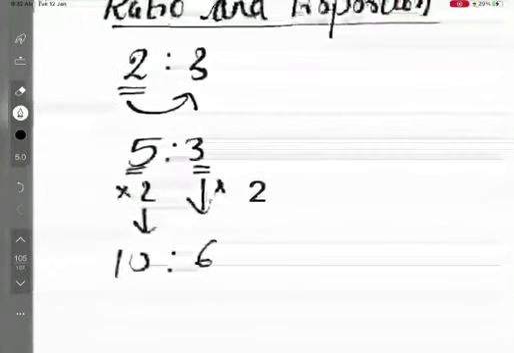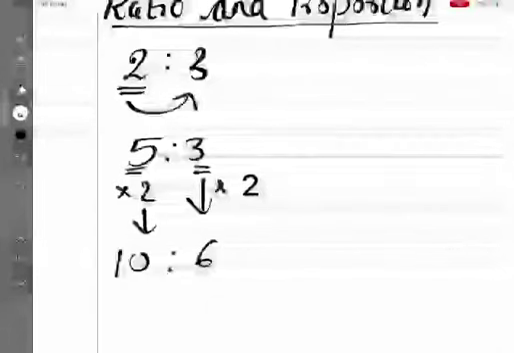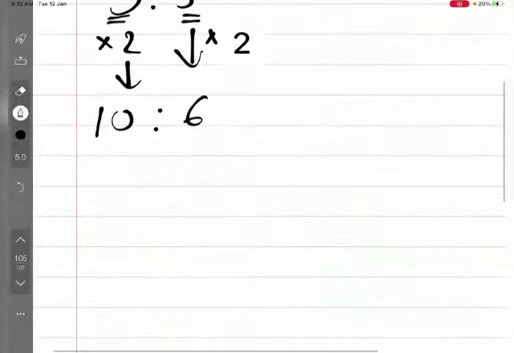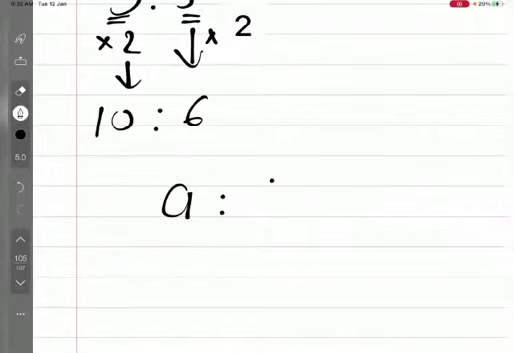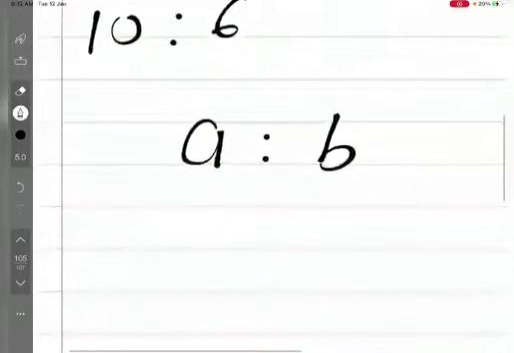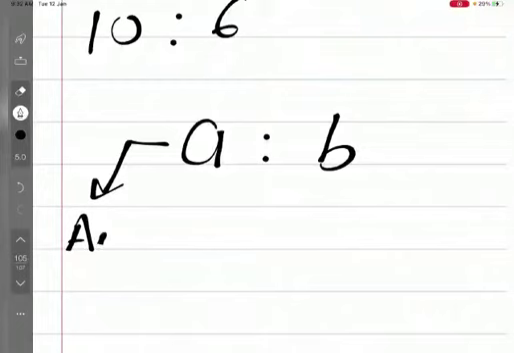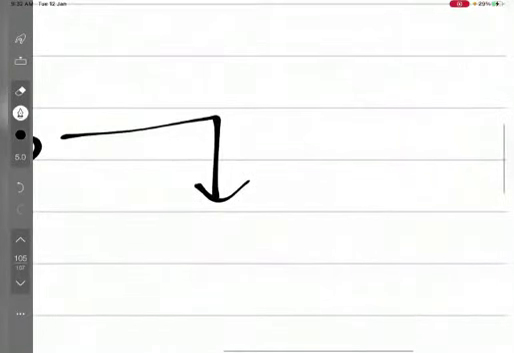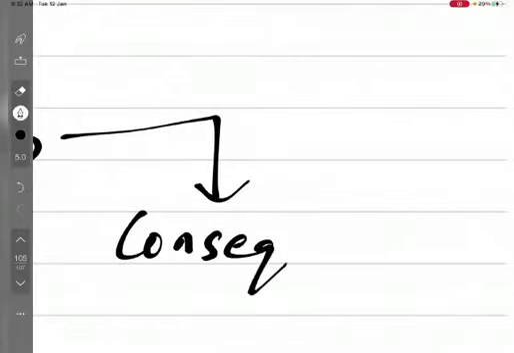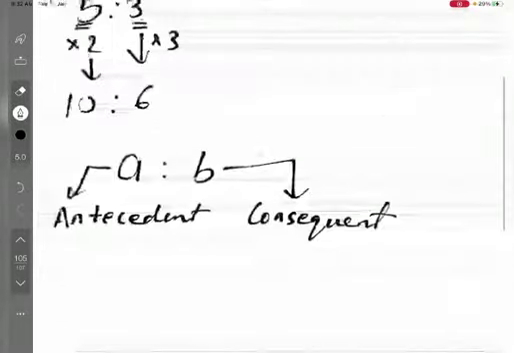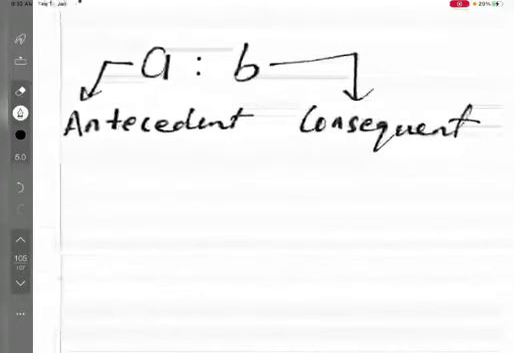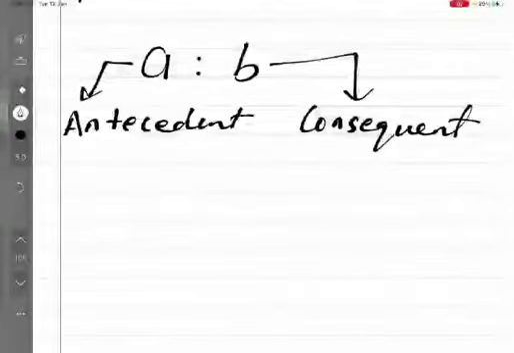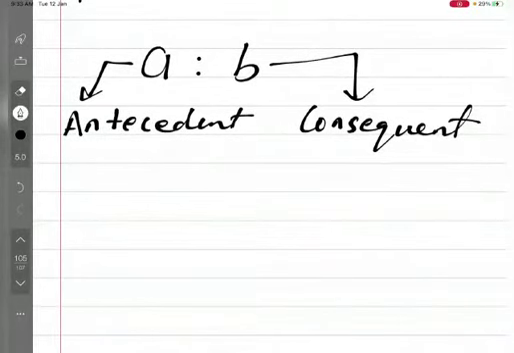So let's start with the new concept, ratio and proportion. First, how is it to be read? It is read as A is to B. The first quantity written is known as the antecedent, and the second quantity is known as the consequent. So the ratio of two values is the ratio of the antecedent and its consequent.